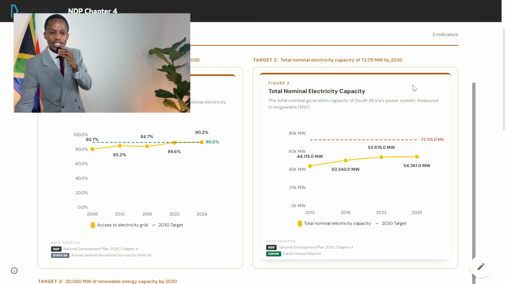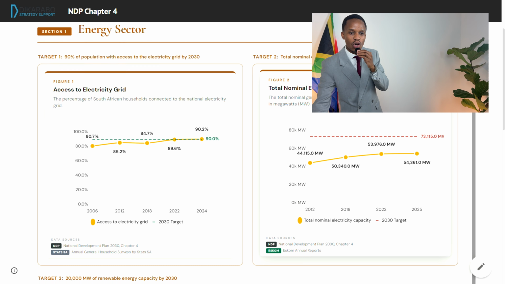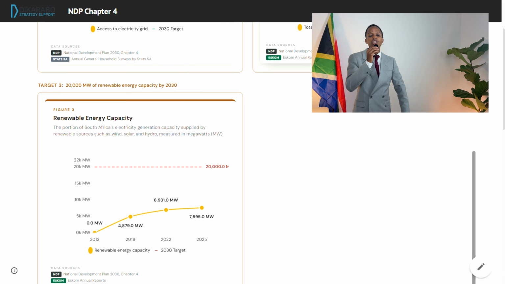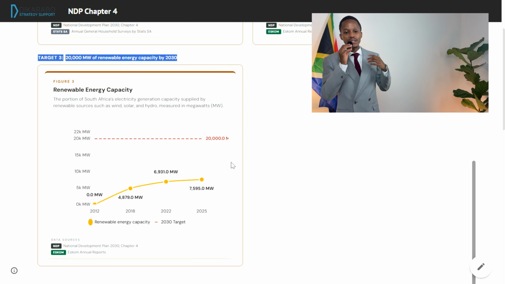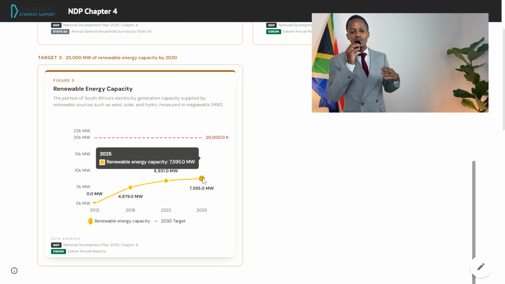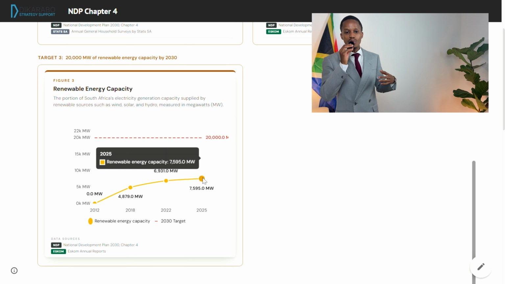If we go further down on the dashboard, we get to target number 3, which speaks to renewable energy capacity. And target number 3 says that by 2030, there should be 20,000 megawatts of renewable energy capacity. We're less than halfway there at 2025 with 7.6 thousand megawatts of renewable energy capacity.